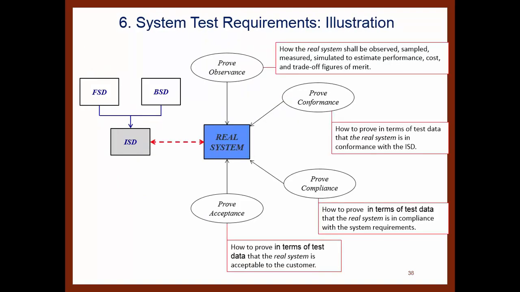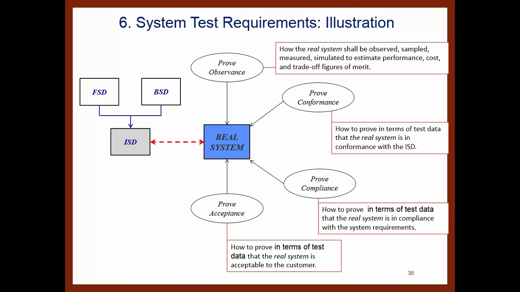So here's an illustration of the system test requirements. So again, we have chosen an implementable system design based on these functional system designs and buildable system designs. Okay, so this is going to move forward and we are going to develop a real system, a new system, right? This is the real system. So we want to prove these 4 in terms of system test requirements. Prove observance, how the real system shall be observed. How are we going to observe this system to make sure that it satisfies the figures of merit.